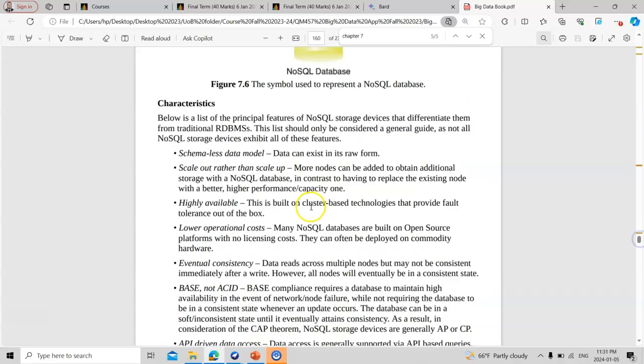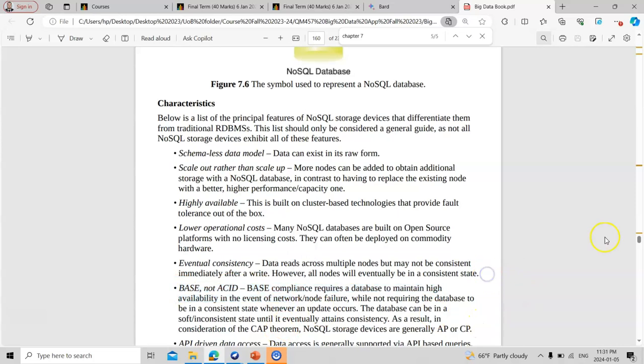Similarly, these kinds of examples are very important, like highly available systems, and there is more data on these. So just focus on this one. Yeah, like ACID properties. So what are ACID properties? What is the CAP theorem?